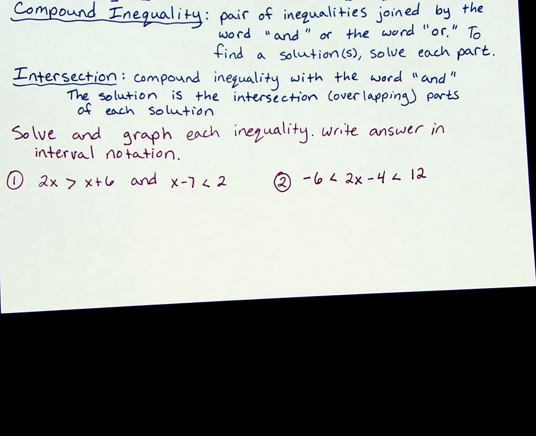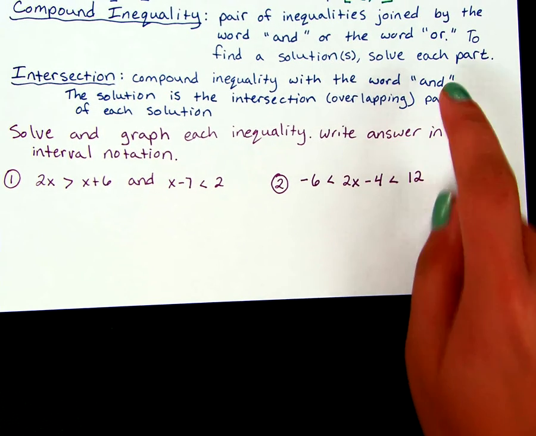The next thing that we're going to talk about in lesson 6 is compound inequalities. A compound inequality is a pair of inequalities joined by the word "and" or the word "or." To find solutions, we're just going to solve each part. To start with, an intersection is a compound inequality with the word "and" in between.